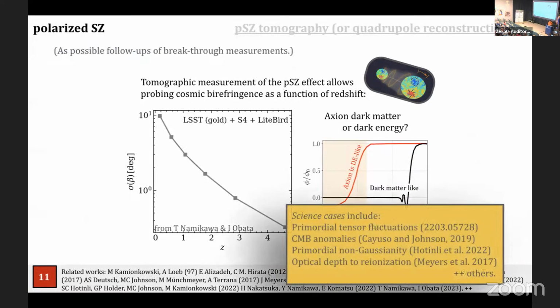All right, and of course, there are also other science goals for this, like measuring primordial tensor fluctuations because it's a spin-2 field, as well as CMB anomalies, primordial non-Gaussianity, optical depth to reionization, and other science goals.